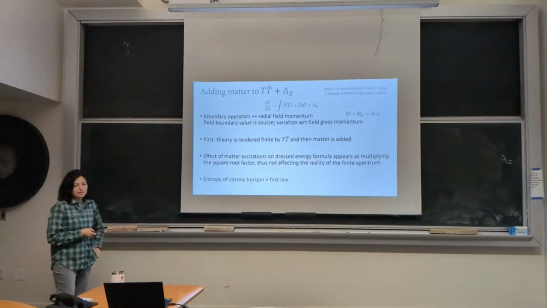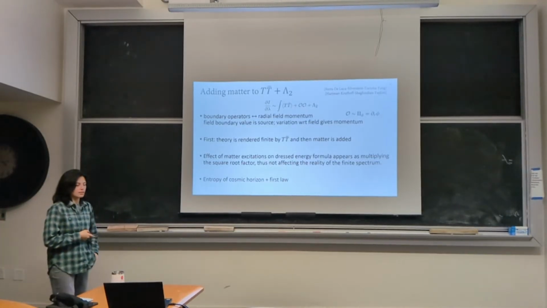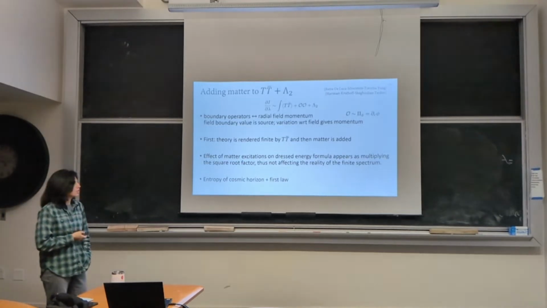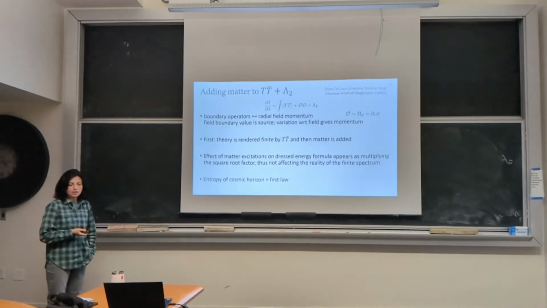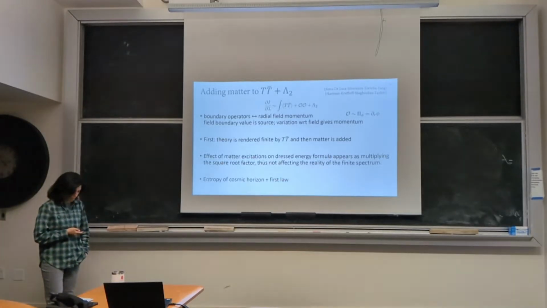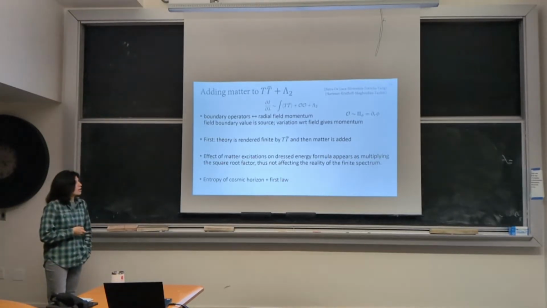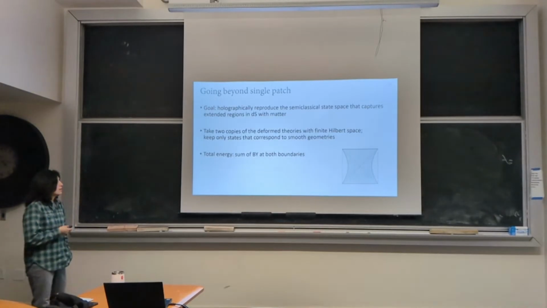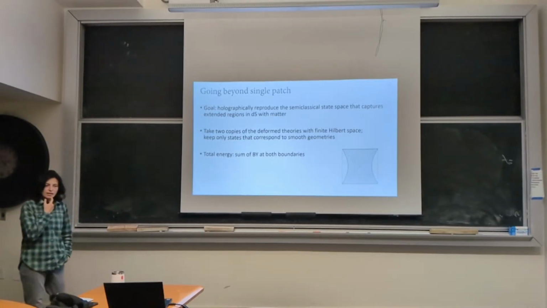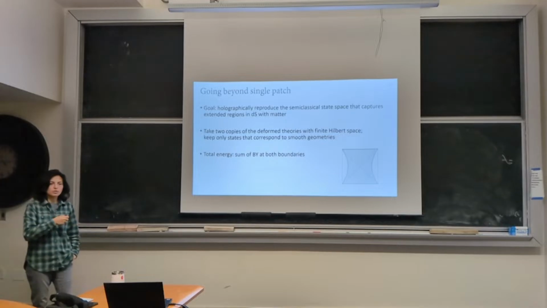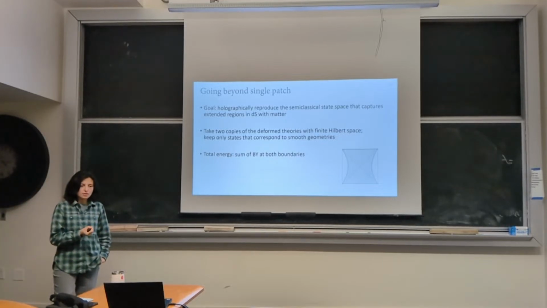And with matter included, the expected thermodynamic behavior in this theory is met. You can have a first law with the Gibbons-Hawking temperature, with the entropy of the cosmic horizon and so on. So now we're going to go beyond one single patch of the static patch, and we'd like to understand semi-classical states holographically using the boundary theory that is deformed from the original CFT.